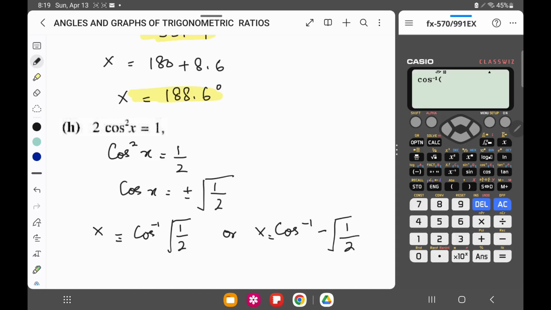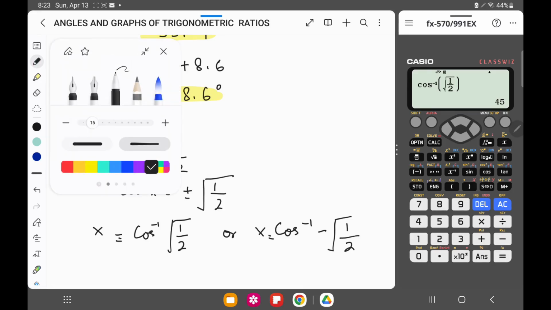Okay, now you have square root. You press square root and then numerator, denominator, that is 1. Positive one we are finding out first. And then close the bracket, that is coming 45 degrees. So your basic angle is coming 45 degrees wherever the cos is positive.